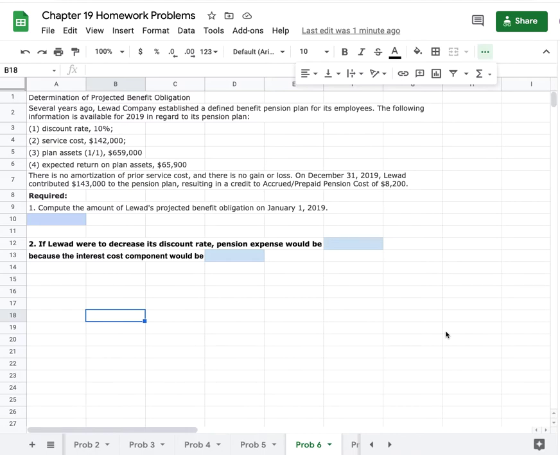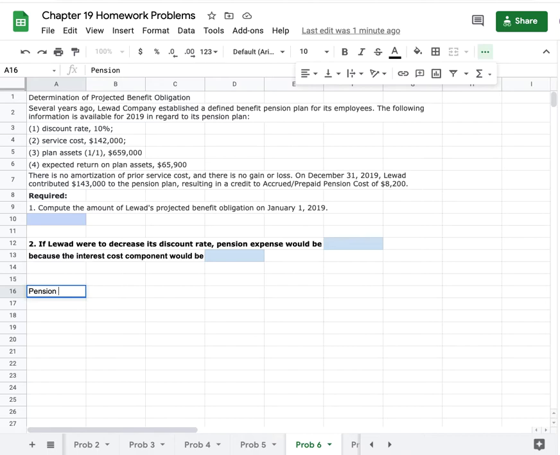And so actually, to get to that projected benefit obligation, we have to do a few different steps of working backwards to determine information. If we know that Leewad contributed $143,000, resulting in a credit to accrued prepaid pension cost of $8,200, we can use that to prepare the journal entry for the pension expense and then work backwards from there. So let's start with what that journal entry would look like.